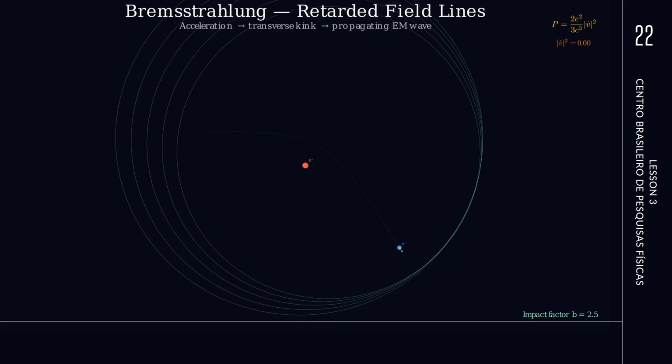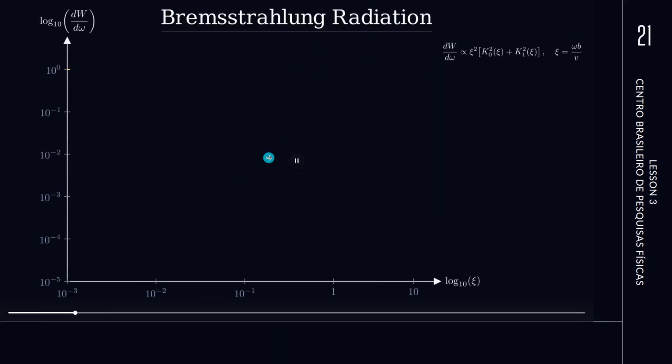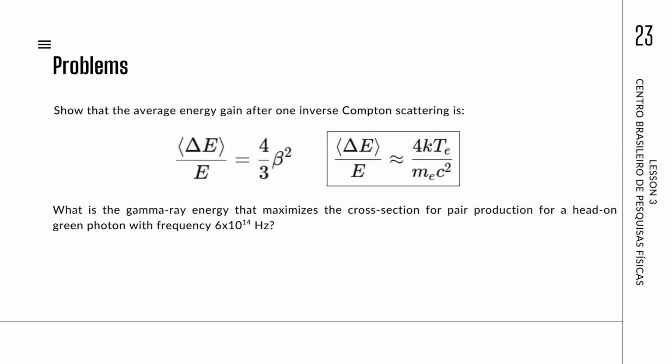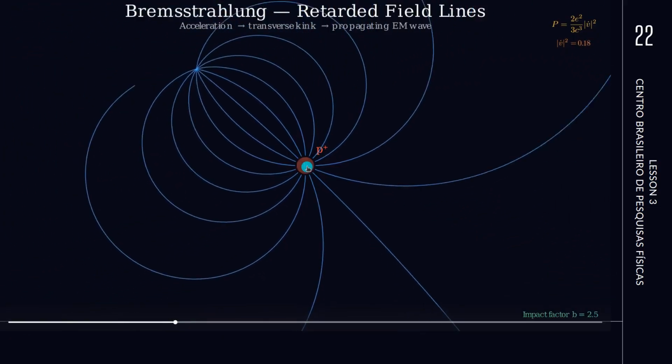Okay, let me try to do this with you very slowly. Okay, let's go step by step here. This red in the middle can be a proton, can be an ion. This thing in the left upper corner is the electron. These blue lines are the electric field lines connecting both. So the electron is approaching the proton, and nothing happens until it accelerates significantly.